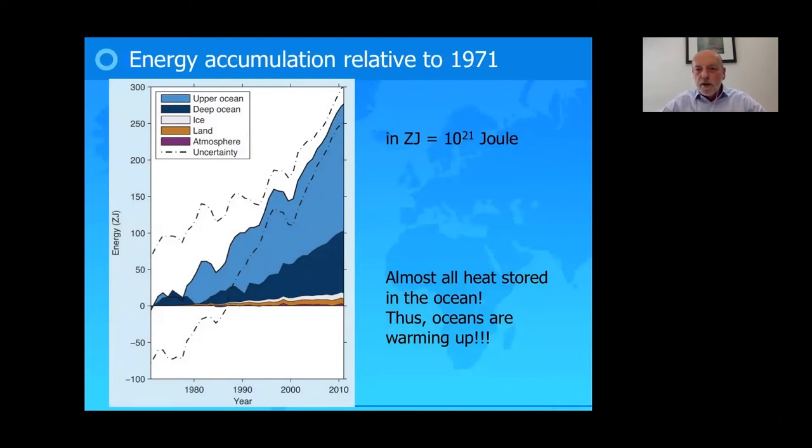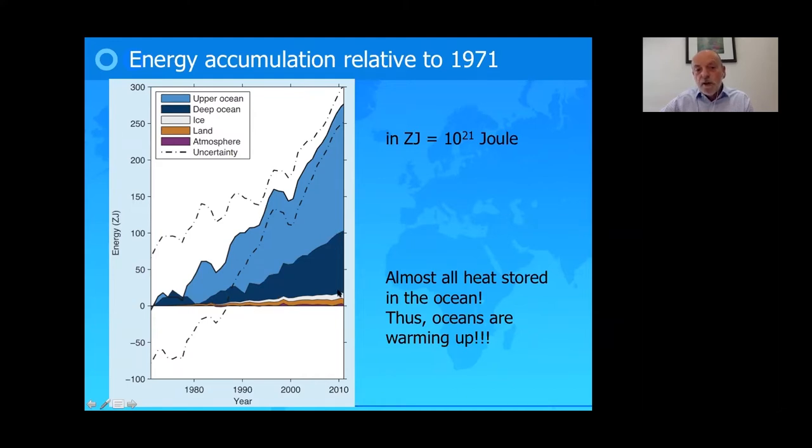And talking about global climate and global warming, as you can see here, from 1971 onwards to 2010, this figure shows you the energy in terms of zettajoules, which means 10 to the 21 joules, which means 21 zeros behind this one joule. And what you see clearly here is that the upper ocean took most of the energy, most of the heat is taken up by the upper ocean.